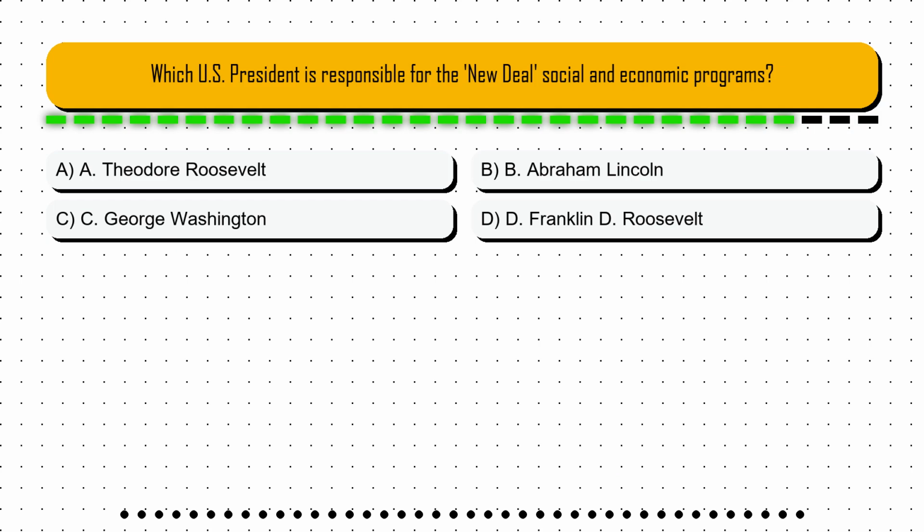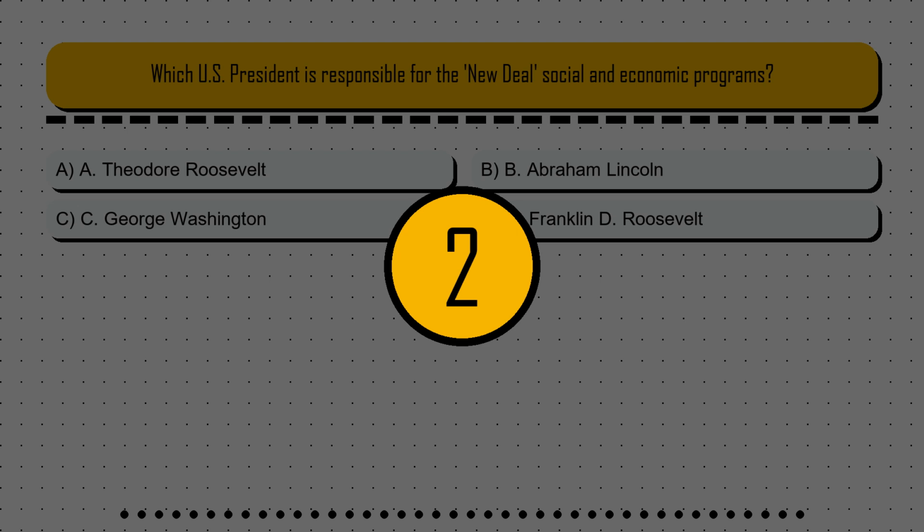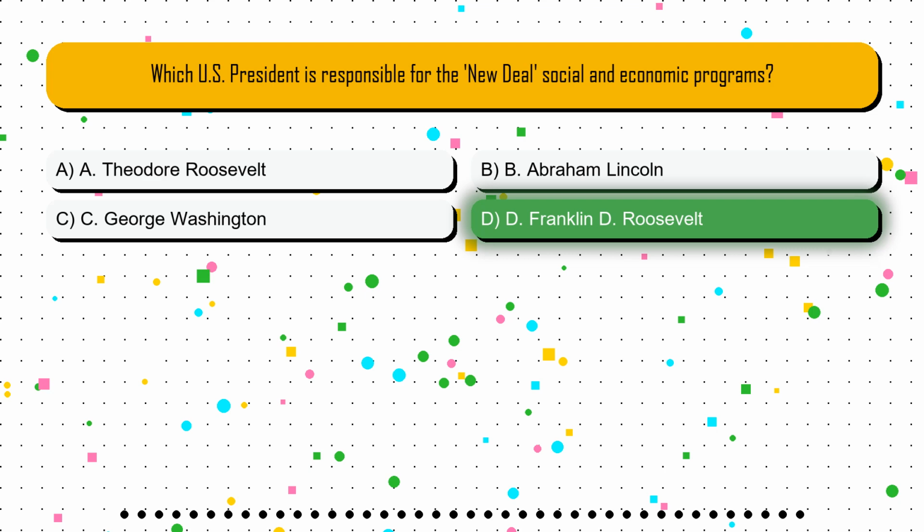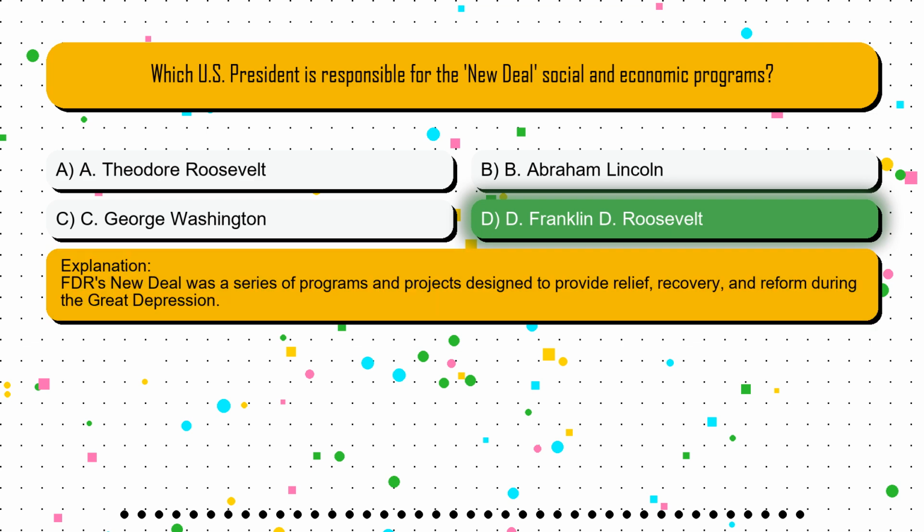Question 40. Which U.S. president is responsible for the New Deal social and economic programs? Option A, Theodore Roosevelt. Option B, Abraham Lincoln. Option C, George Washington. Option D, Franklin D. Roosevelt. The correct answer is option D, Franklin D. Roosevelt. FDR's New Deal was a series of programs and projects designed to provide relief, recovery, and reform during the Great Depression.